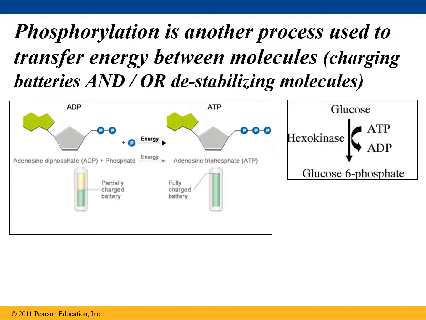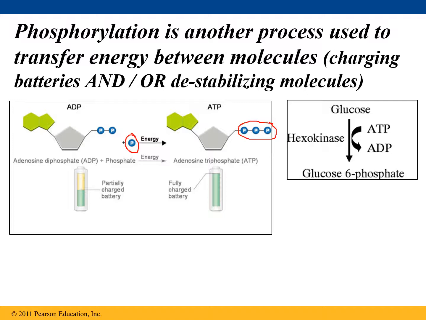Phosphorylation is another process that you're going to run into in this section, and it's talking about the transfer of energy between molecules. What it's really talking about is moving this phosphate group. So here we have ADP. There's the adenosine molecule, diphosphate, di for two, so it has two of these phosphate groups. We phosphorylate it, add another phosphate to it, and it becomes ATP, adenosine triphosphate.